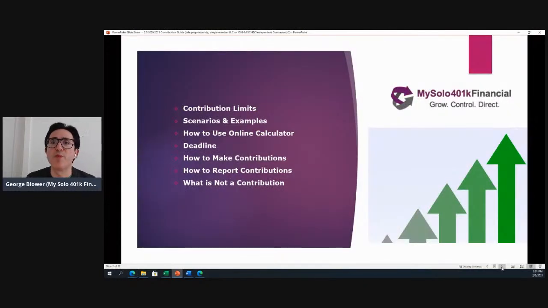So here's a roadmap of what we're going to be going through. We're going to go through the contribution limits. We're going to discuss some scenarios and examples, how to use our online calculator, the solo 401k contribution deadlines, how to make contributions, how to report contributions, and go through some common misconceptions as far as what is and what is not a contribution and therefore does or does not count towards the contribution limits.